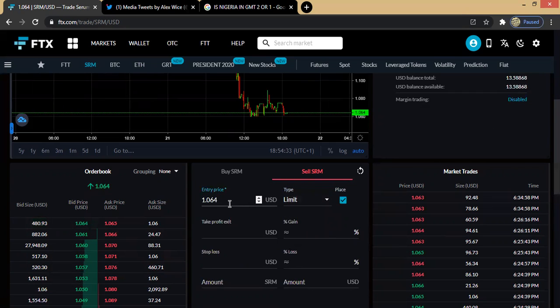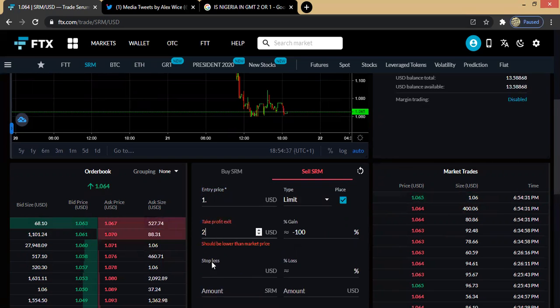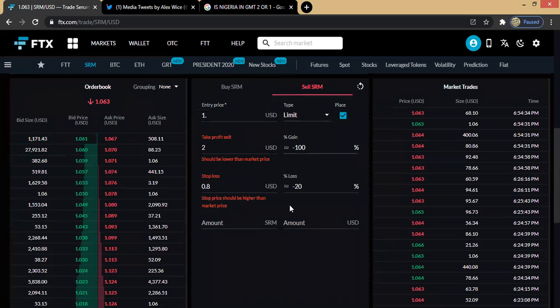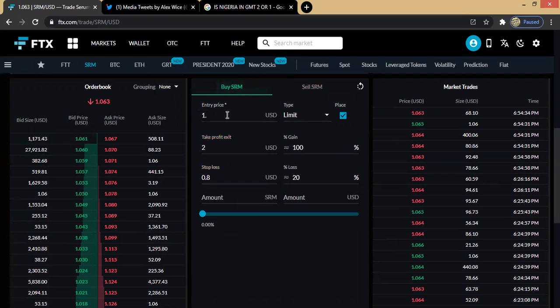Then let's say we want to buy at $1. I'm buying at $1, and I want to take profit at $2, and then my stop loss should be, let's say, $0.8. That's 80 cents, so to say. Then I'm buying, please, I'm not selling. I'm buying at 1. I want to take my profit at 2. My stop loss is 0.8.